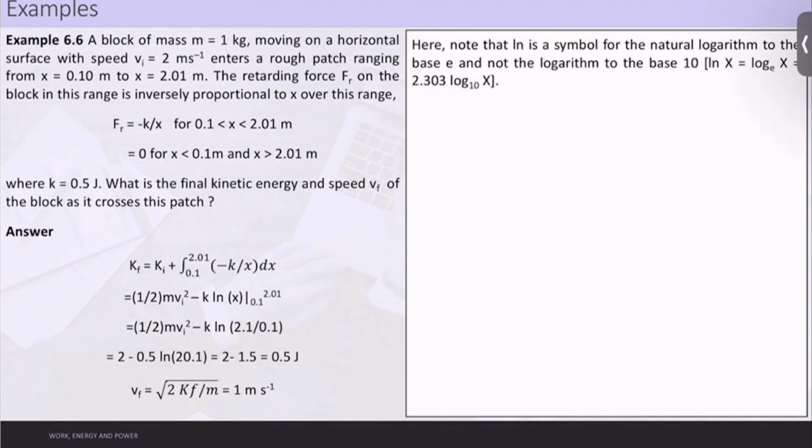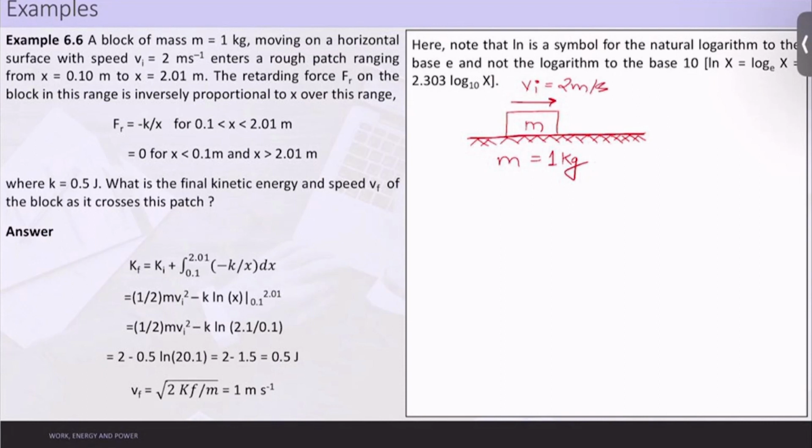A block of mass m is equal to 1 kg. Mass m is given to you as 1 kg. It is moving on a horizontal surface. Let us say this is the horizontal surface on which it is moving. It is given that the initial velocity vi is 2 meters per second. It enters a rough patch.